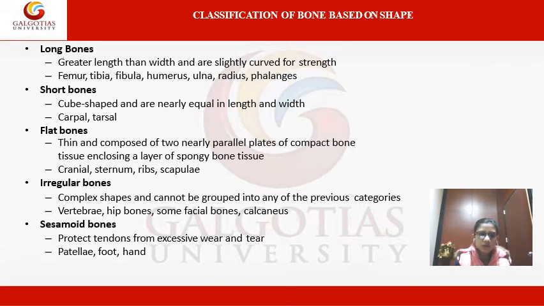Fourth is irregular bones. They have complex shapes and cannot be grouped into any of the previous categories. For example, vertebra, hip bones, some facial bones, and calcaneus. Last one is sesamoid bone. It protects tendons from excessive wear and tear. Example, patella, and bones in the foot and hand.